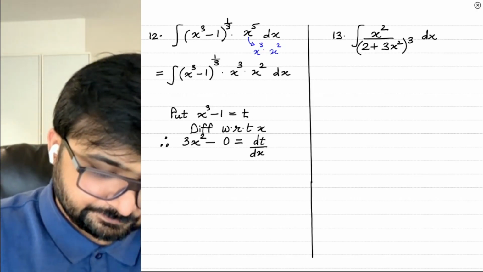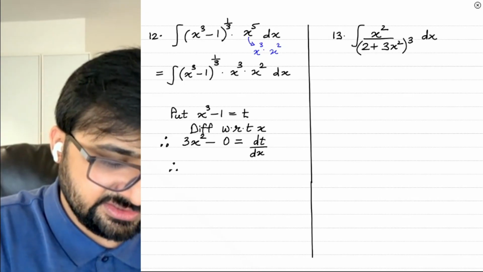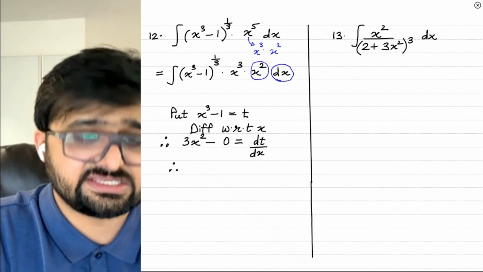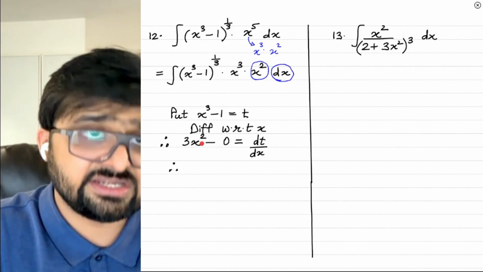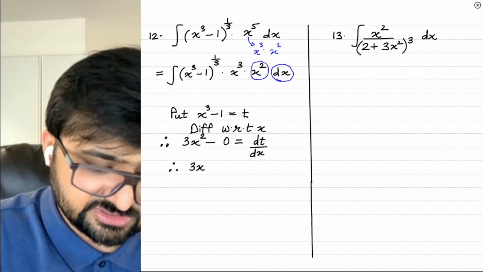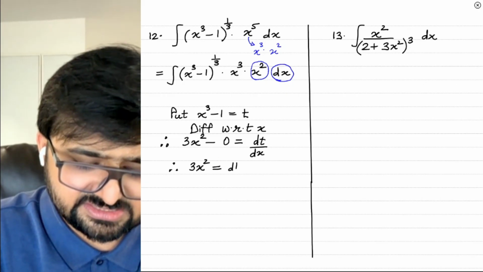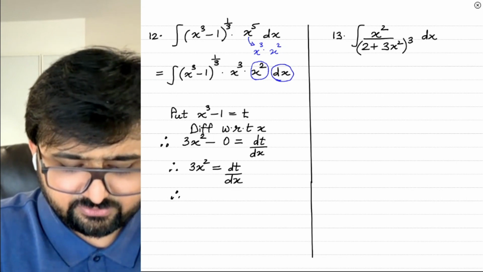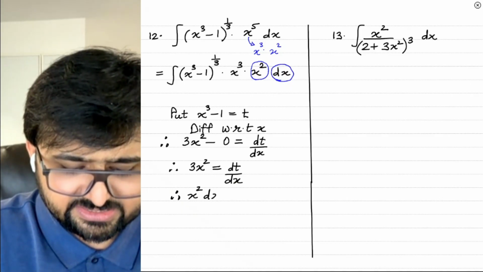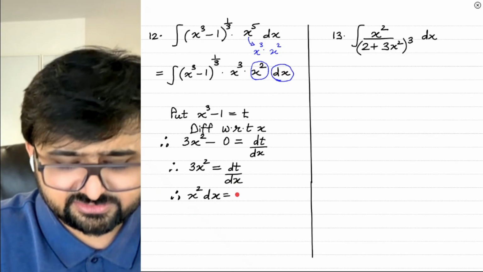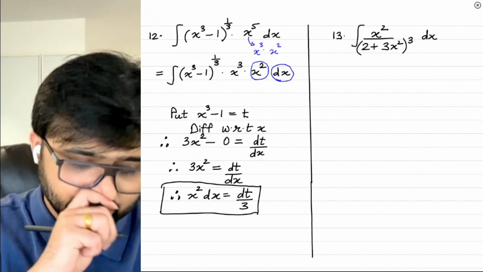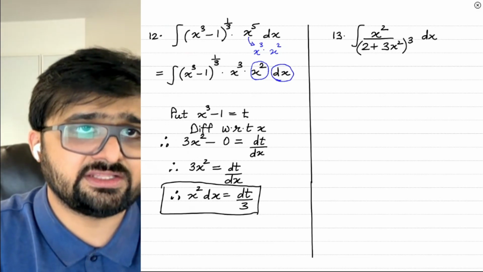Now, 3x square, what I need here is x square dx. In order to convert this to t, I need x square dx. And from here, in order to get x square dx, I can just take this 3 in the denominator. So first of all, 3x square minus 0 is 3x square, which is dt by dx. Therefore, just take that 3 in the denominator and dx in the numerator. So I get x square dx, dx in here, 3 in here, so I have dt divided by 3. And that is my substitution. Now convert the entire integral in terms of t.